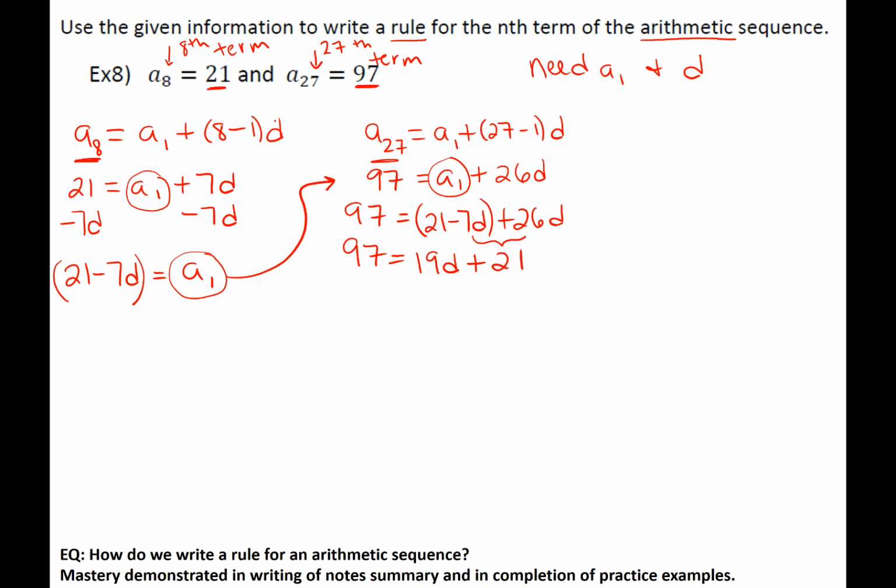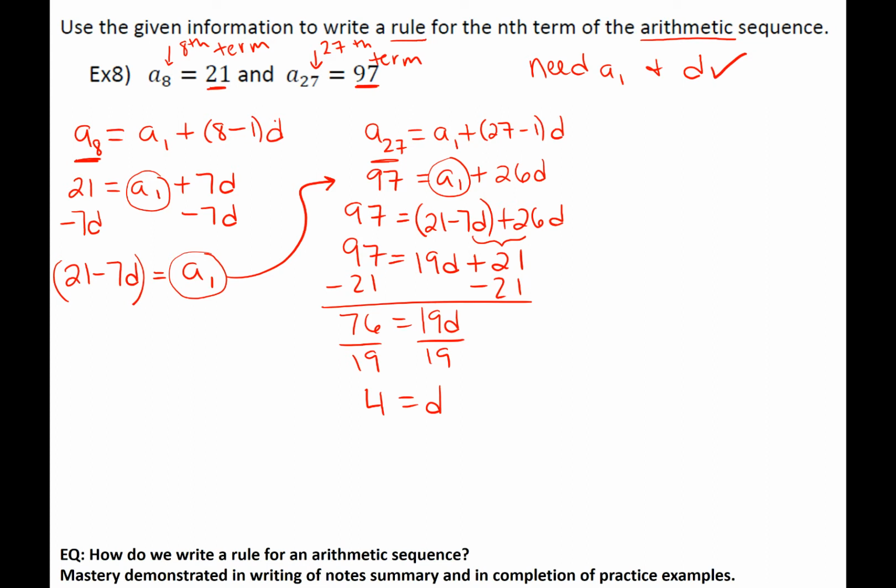I think that looks good. Okay, then I would need to solve for d. So I would do that by subtracting the 21. So I get 76 equals 19d. And then I would just need to divide out the 19. So divide both sides by 19, and I get d equals 4. So now I have the common difference. That's one of the things I need.